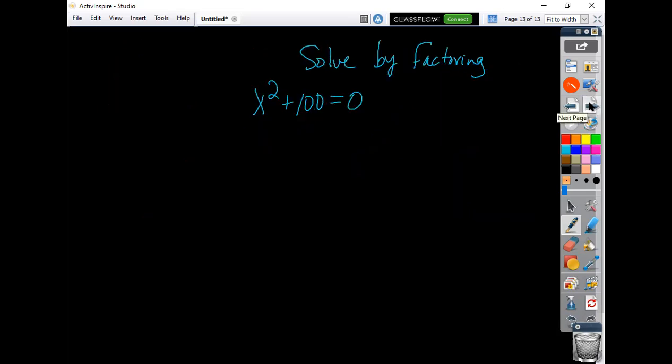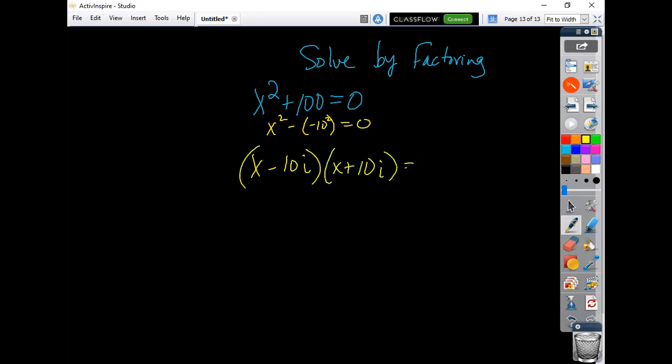So if we're going to solve this one, solve it by factoring. So if you're going to have to factor this, again, this would be your x. You could rewrite this if you wanted to this way. Hopefully you're agreeing by now that this is minus and a minus, that makes the plus. This minus times this minus makes that plus. There's my 100. And now, how do I write this? I have an x minus my 10i and an x plus my 10i.